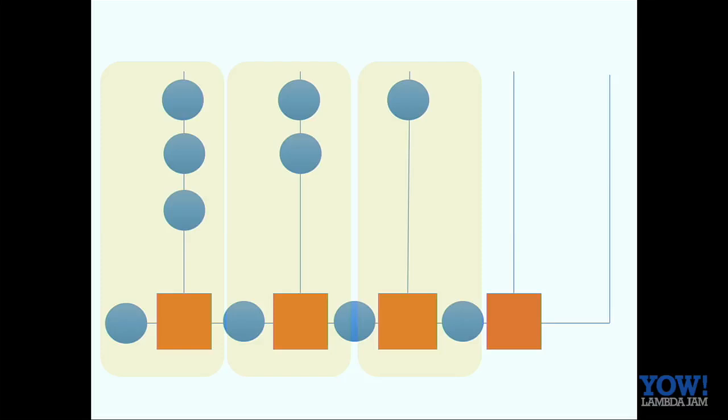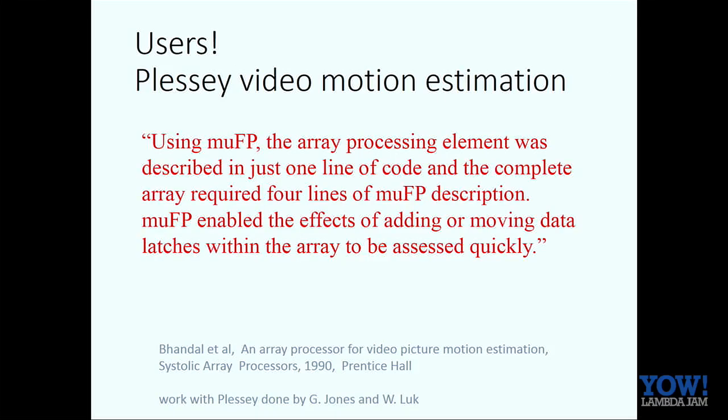And MuFP was very good at designing these things. It even got some users. A group at Plessy began to use it to design a video motion estimation chip. That's part of MPEG compression. And they wrote a paper about it.